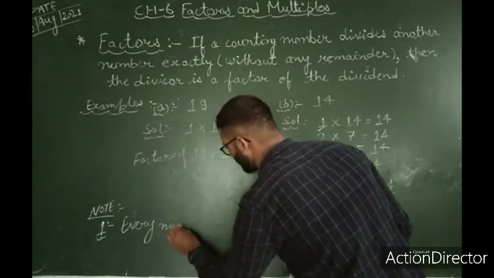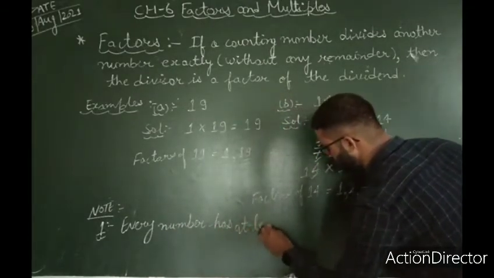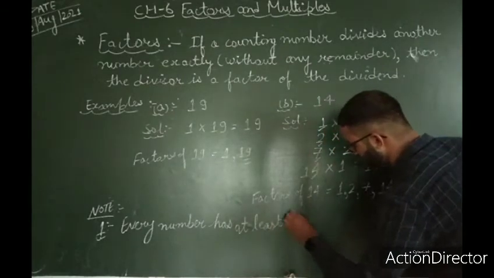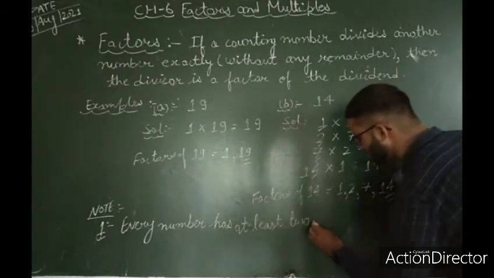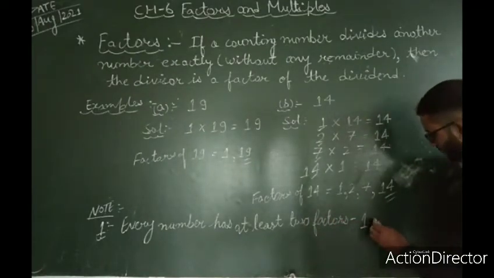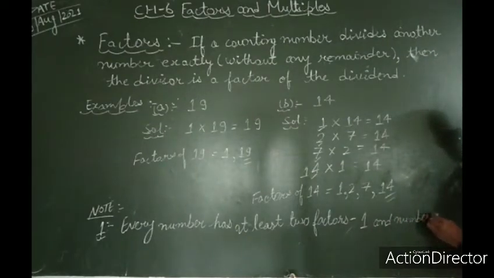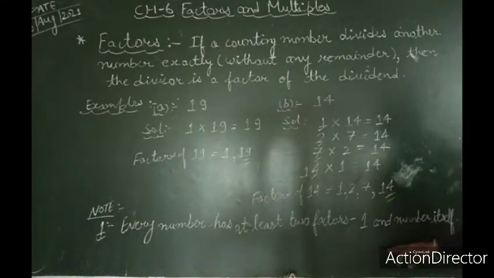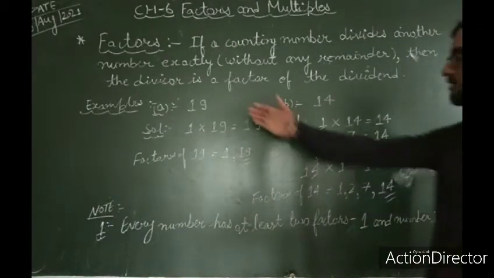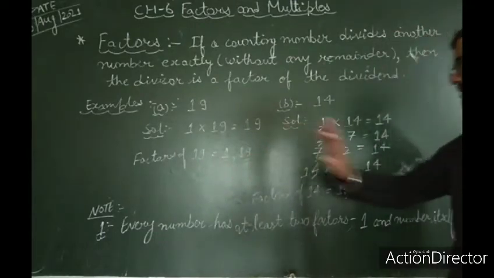From these two examples, here we say that every number has at least two factors, 1 and the number itself. Right? So every number has at least two factors, 1 and the number itself. Example like 19. 19 has at least two factors, 1 and the number itself.